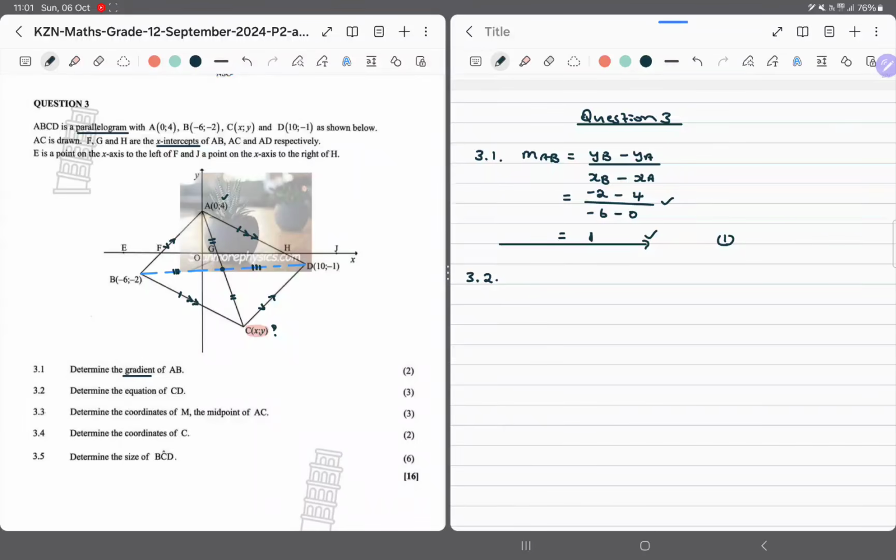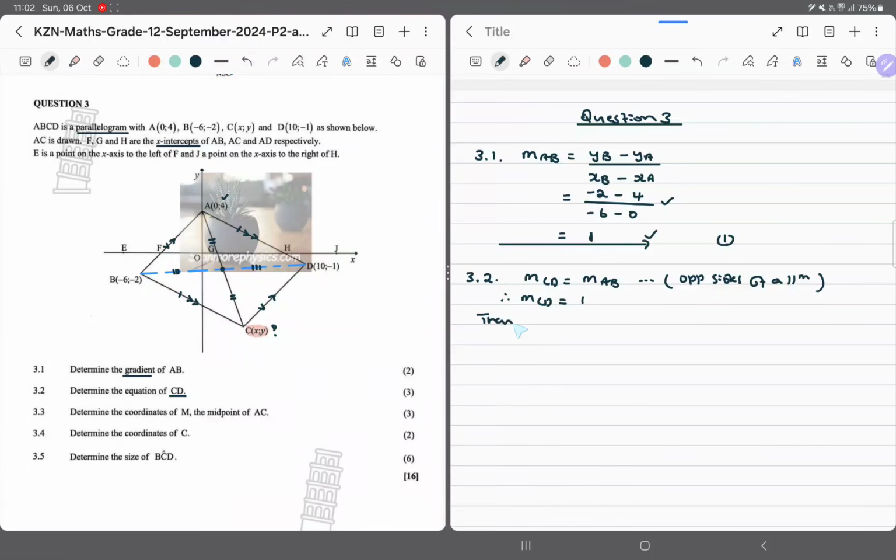Okay, 3.2, we are told to determine the equation of CD. Can you see? Just what we thought about. We've already found it now. So we know that MCD is going to be equal to MAB. The reason is that the opposite sides of a parallelogram are parallel to each other and therefore have equal gradients. So you don't say too much. Just say these are opposite. So we can say therefore the gradient of CD is also 1.